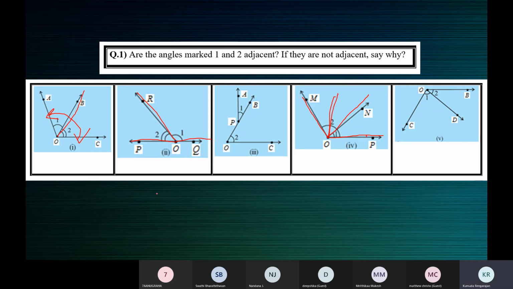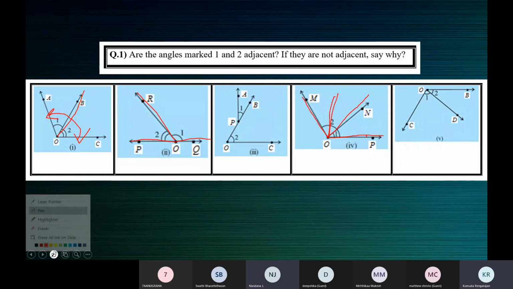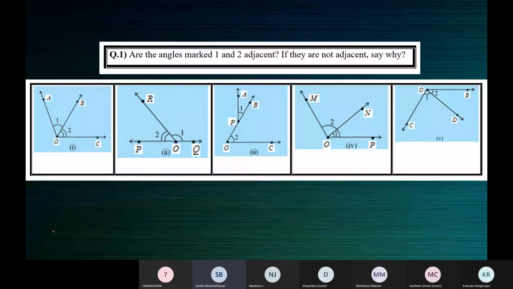Is the class following? Yes, ma'am. And figure 4 is also not a linear pair, ma'am. Angle 1 and angle 2 are not adjacent angles, since the non-common arms do not lie on either side. Yeah, they have a common vertex, they have a common arm, but the non-common arms don't lie on either side. They lie on the same side of the common arm. So angle 1 and 2 are not adjacent angles, and they also don't form a linear pair. Yes, ma'am. Now I understand, ma'am. Oh, that's nice. Very good.